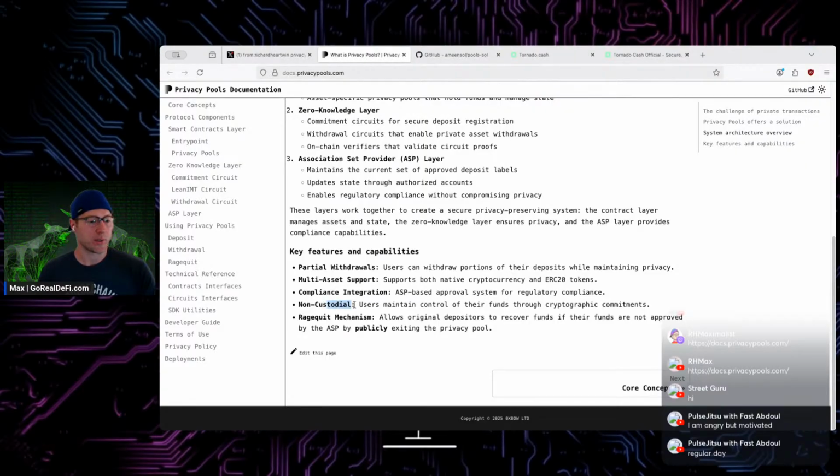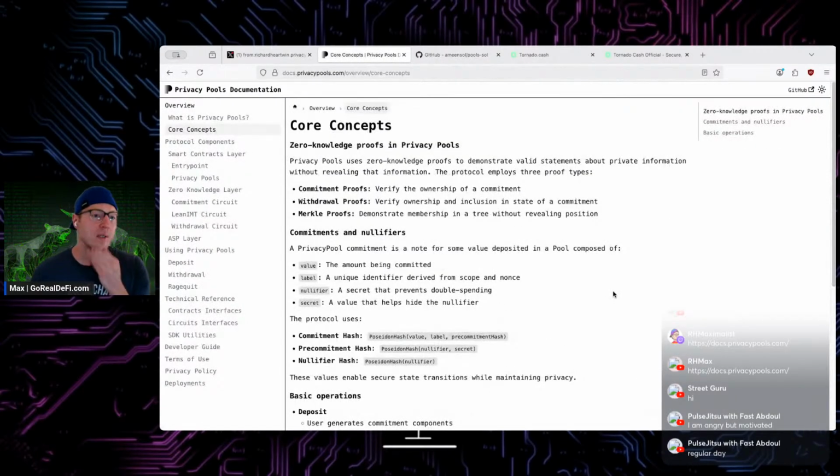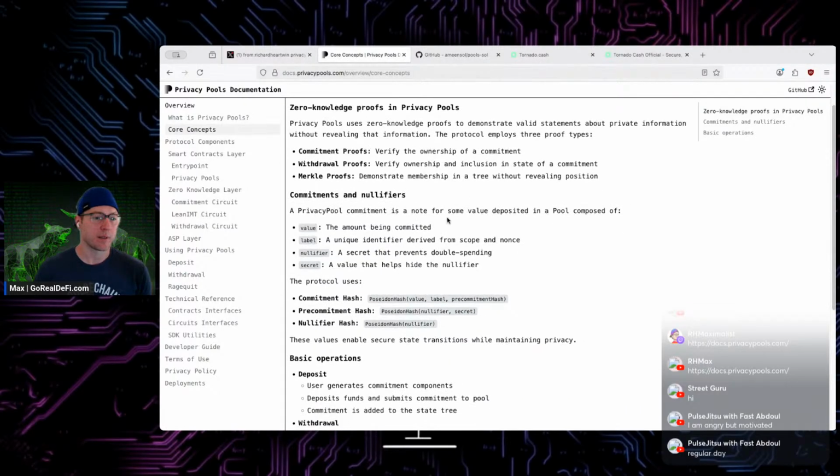Or is it just saying it does hold it, but nobody can transfer it out, only you can, because you've got to sign something with your key or whatever they generate for you otherwise. Rage quit mechanism, nice. It allows original depositors to recover funds if their funds are not approved by the ASP by publicly exiting the privacy protocol. Huh, okay, interesting. So those are the core concepts. I'm going to get into the ZKP stuff, but I was curious.